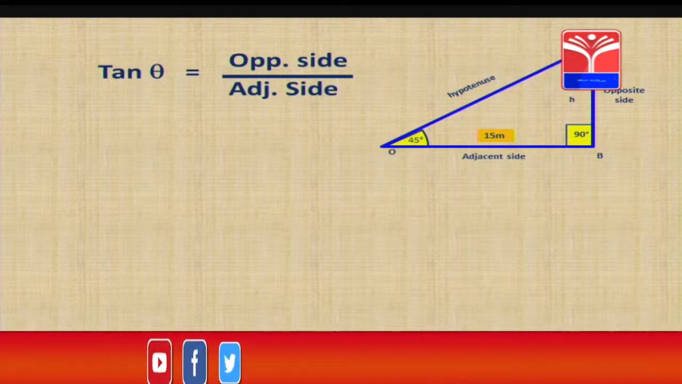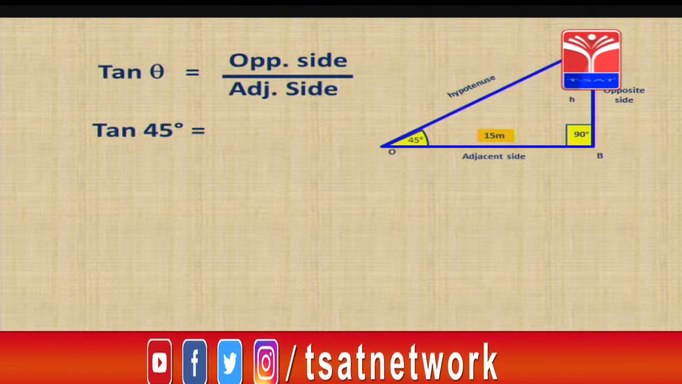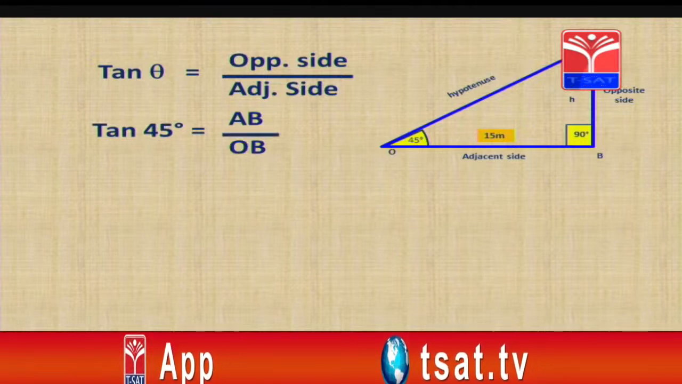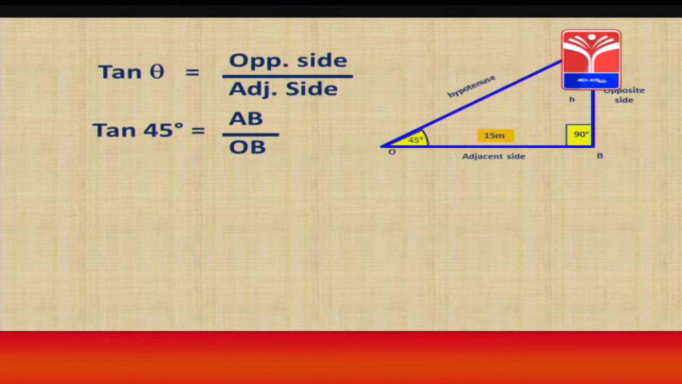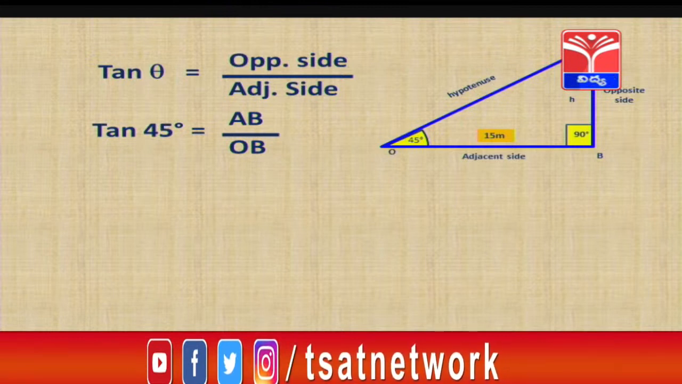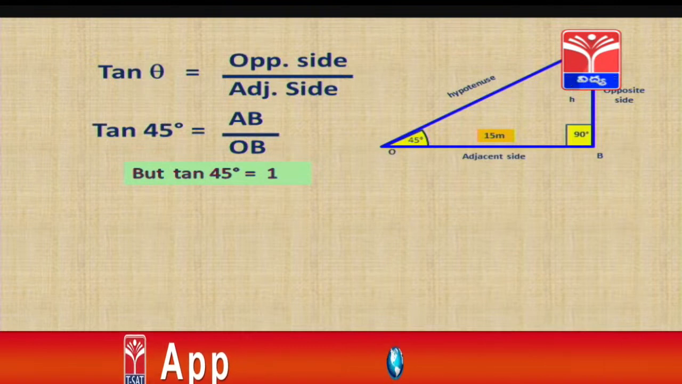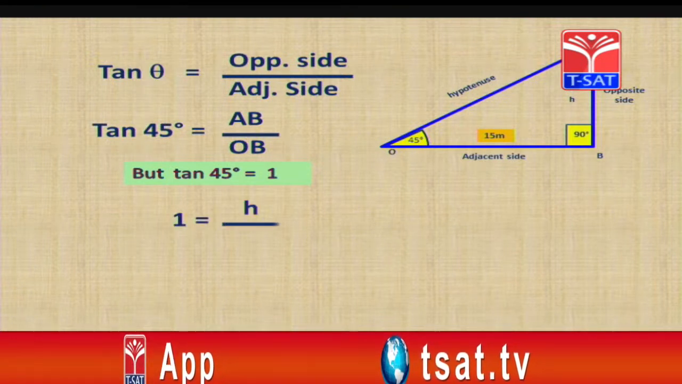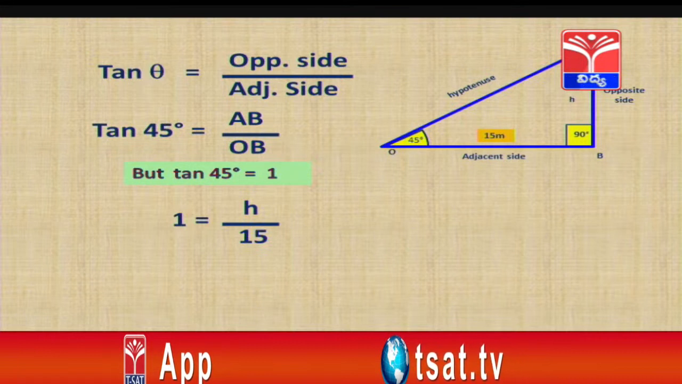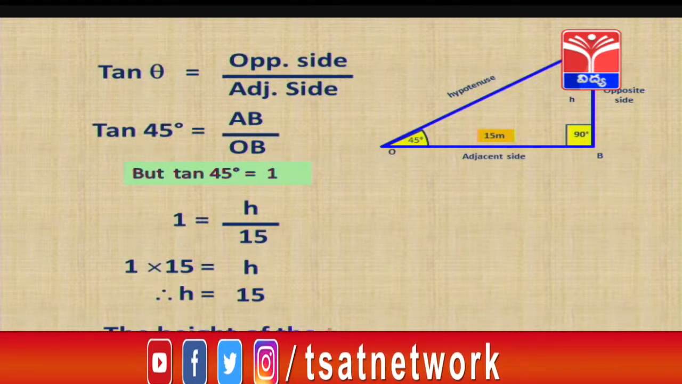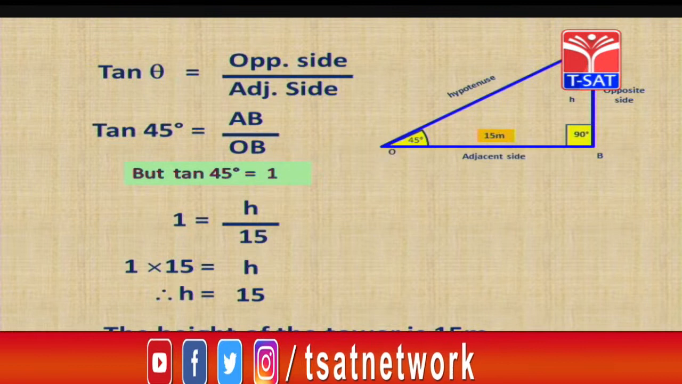And now, theta is how much here? 45 degrees. So I will be taking tan 45 degrees. What is the opposite side here? AB. What is the adjacent side here? OB. So, AB by OB. What is the length of AB? It is h. What is the length of OB? 15. So what is the measure of tan 45 degrees? It is 1, is it not right? So tan 45 is equal to 1. I will write on the left hand side 1 is equal to h by 15. If I go for the cross multiplication, 1 into 15 is equal to h, or h is equal to 15. That means the height of the tower is 15 meters.